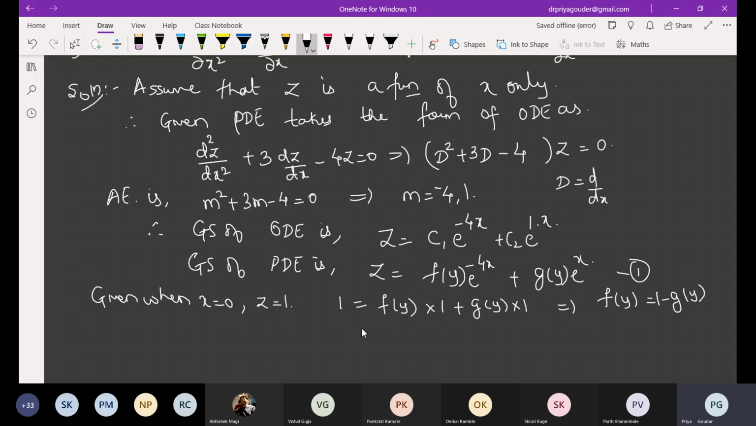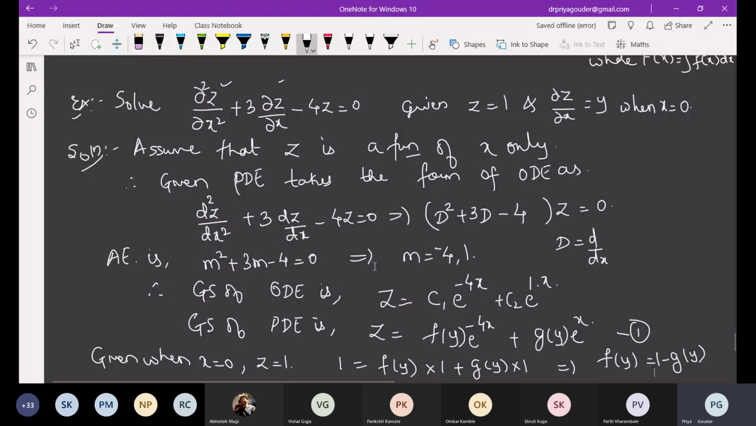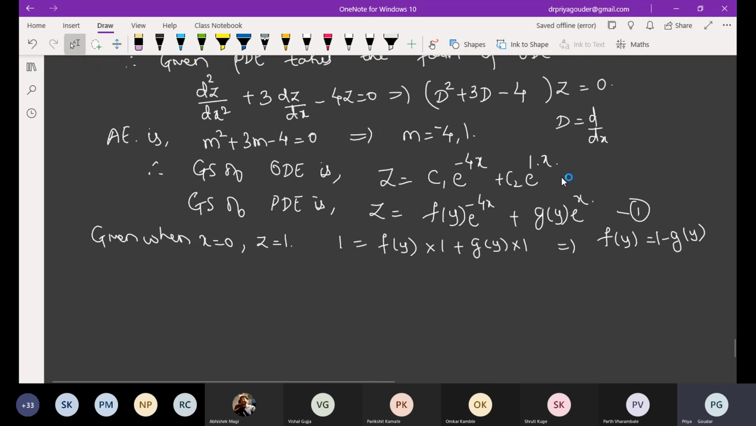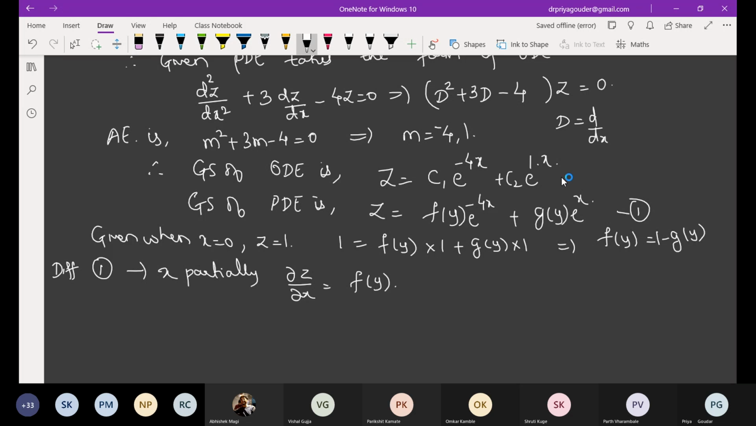Let us see which condition is going to help us next. Now, what is the second condition? It is for dou z by dou x. What to do then? Partially differentiate equation 1 with respect to x. So you will get dou z by dou x is equal to, no product rule, direct. What is the derivative of e raised to minus 4x? Minus 4 into e raised to minus 4x, plus g of y into e raised to x. Correct?